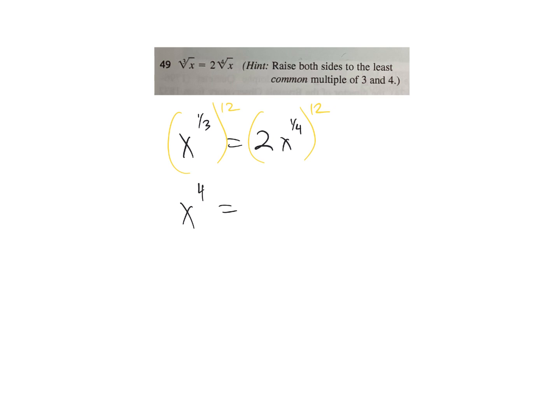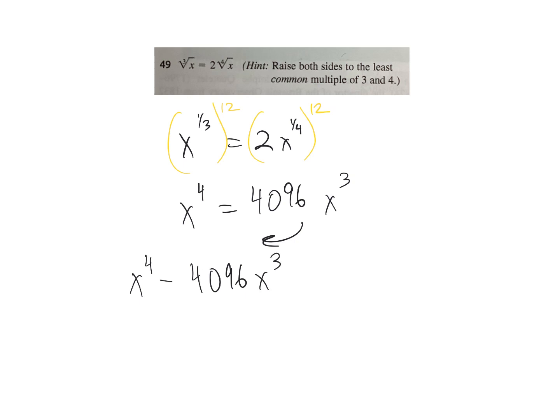Now, 2 to the 12th, that's a different story. So you have to figure out what 2 to the 12th is. Okay, so we get 4,096 x to the 3rd power. Okay, so we're going to move both of these over. So x to the 4th minus 4,096 x cubed.